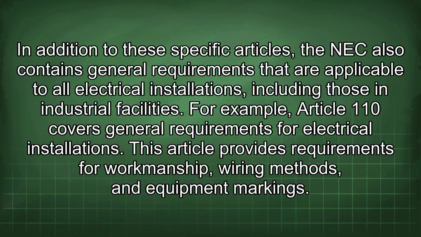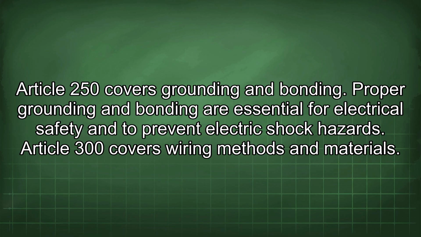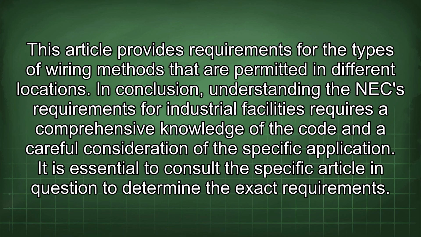In addition to these specific articles, the NEC also contains general requirements that are applicable to all electrical installations, including those in industrial facilities. For example, Article 110 covers general requirements for electrical installations. This article provides requirements for workmanship, wiring methods, and equipment markings. Article 250 covers grounding and bonding. Proper grounding and bonding are essential for electrical safety and to prevent electric shock hazards. Article 300 covers wiring methods and materials. This article provides requirements for the types of wiring methods that are permitted in different locations.